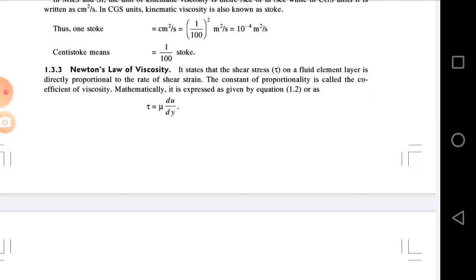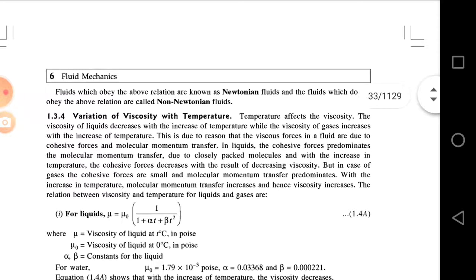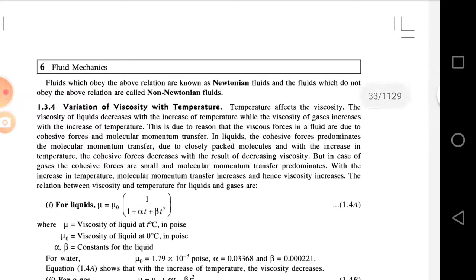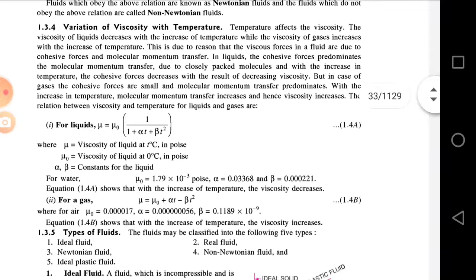Newton's law of viscosity states that shear stress of a fluid element layer is directly proportional to the rate of shear strain. The constant of proportionality is called the coefficient of viscosity, mu. Okay. Fluids which obey this relation are known as Newtonian fluids, and those which do not obey it are called non-Newtonian fluids. Then you have to see about the variation of viscosity with temperature.